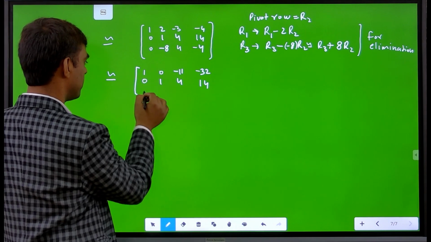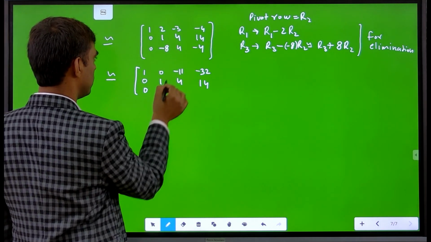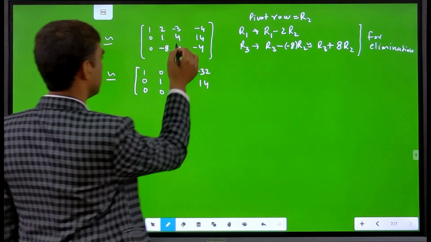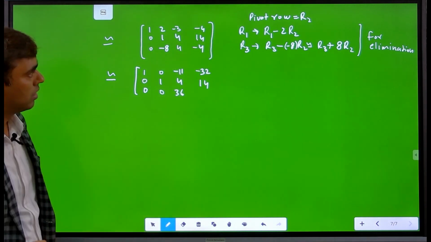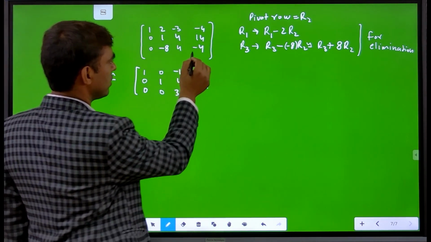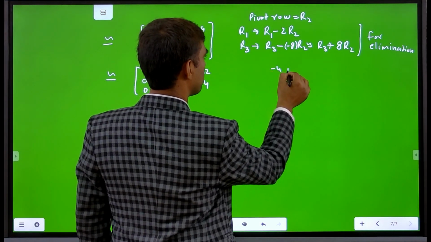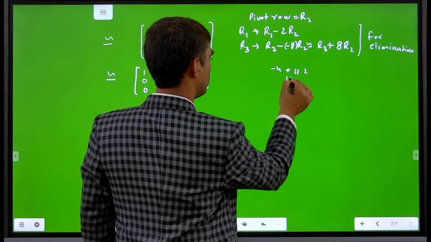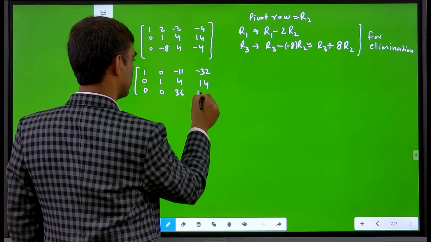Now, what will happen in the third row? This one becomes 0, and multiplied by 8: 8 minus 8, this one is 0. 8 times 4 is 32, 4 minus 32, this one is R3 plus 8. So 8 times 4 is 32 plus 4, this one is 36. Here we multiplied by 8, then this one becomes minus 4 plus 8 into 14. This becomes 108. So here we write 108.